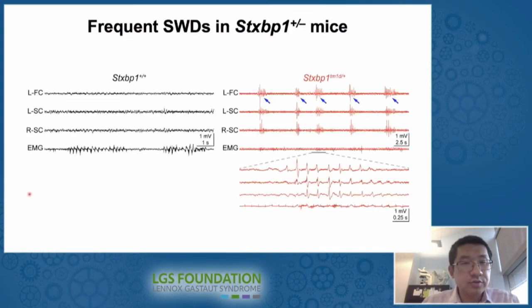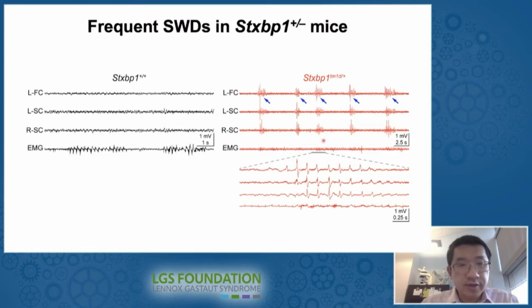First, you observe that this mutant animal shows a lot of this spike wave discharge, as you see here. On the left is a typical recording from the wild type animal. The traces are from the left frontal cortex, left somatosensory cortex, and the right somatosensory cortex. The EMG is from the neck muscle. If you expand one of these spike wave discharges, you can see a typical spike wave pattern, which is around 5 to 7 hertz in rodent. In human, it's about 3 to 4 hertz.